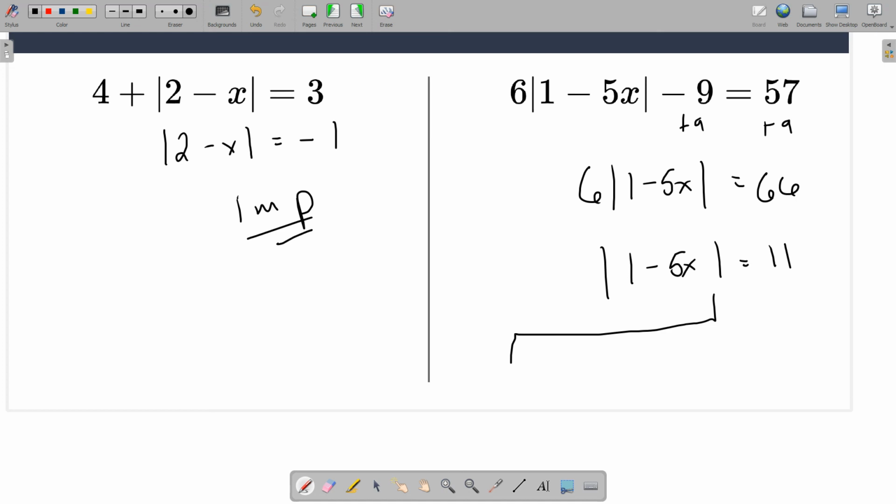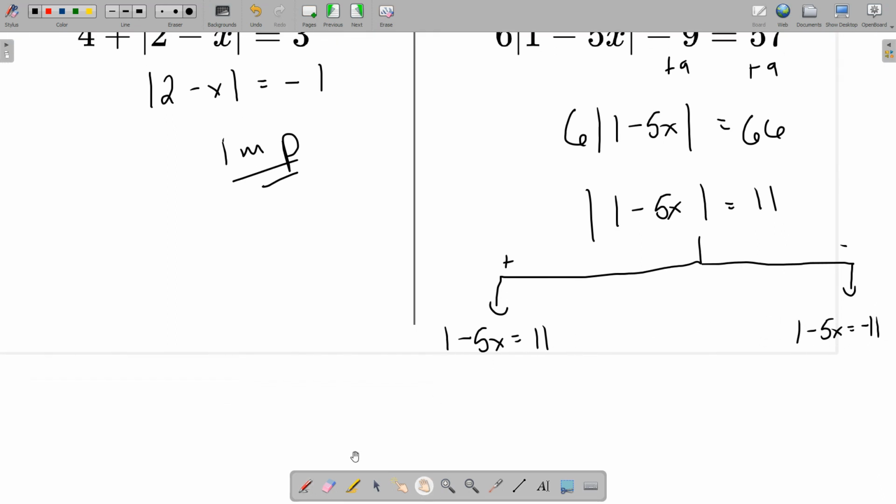And again, what I'm going to do is look at both roots. So I'll look at the positive root and I'll look at the negative root, because 1 minus 5x might have been 11, or 1 minus 5x might have been negative 11. I'm not sure which one it was. So I just solve it like normal. So I'll subtract 1 from both sides. So I'll get negative 5x is equal to 10, or x is equal to negative 2. And then I'll subtract 1 from both sides. Negative 5x is equal to negative 12. Divide by negative 5. x is equal to 12 fifths. And of course, we'll just leave it as a fraction.